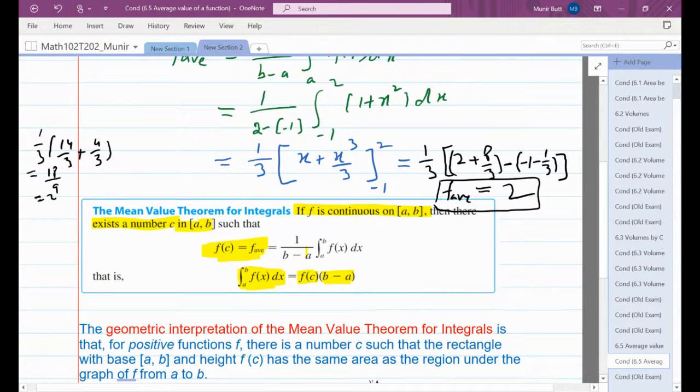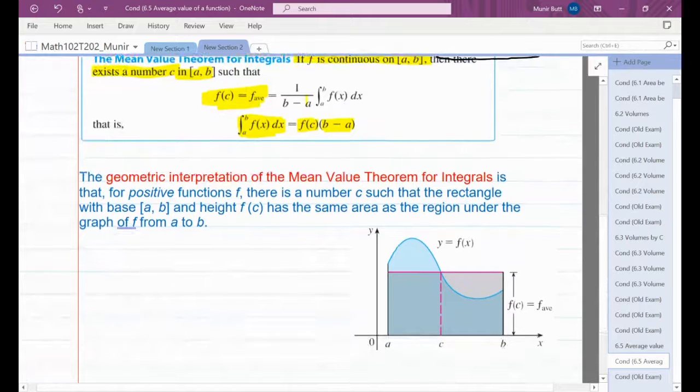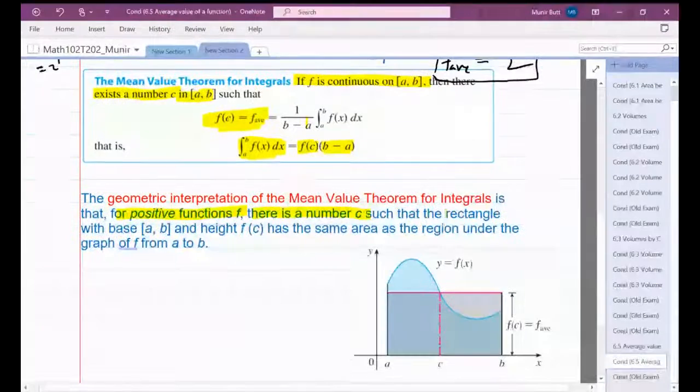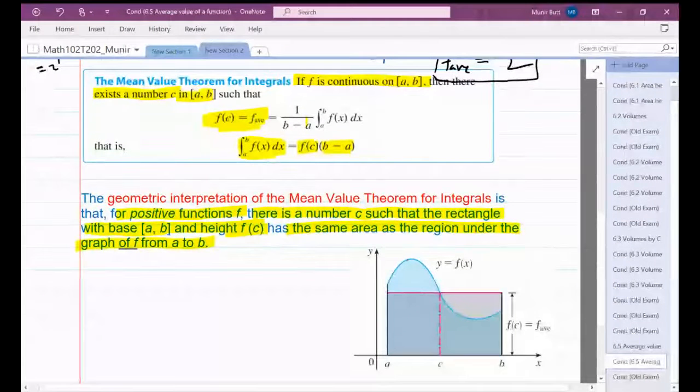Anyhow, let us do some geometrical interpretation. The geometrical interpretation of this mean value theorem is that for positive functions, meaning the values are above the x-axis, there is a number c such that the rectangle with this base and this height has the same area as the region under the graph from a to b, as I told you. For example, you have this graph y equals f of x.